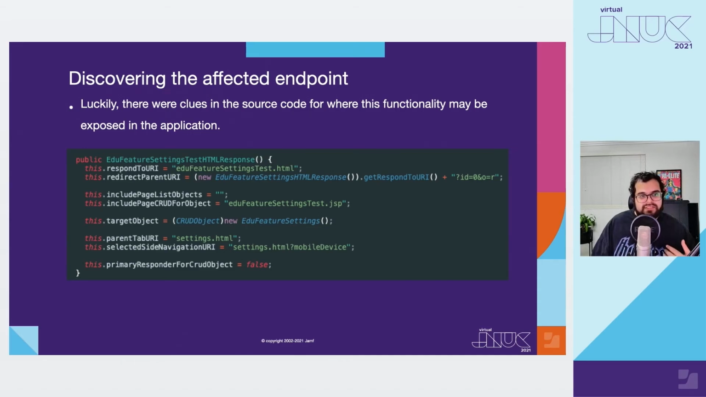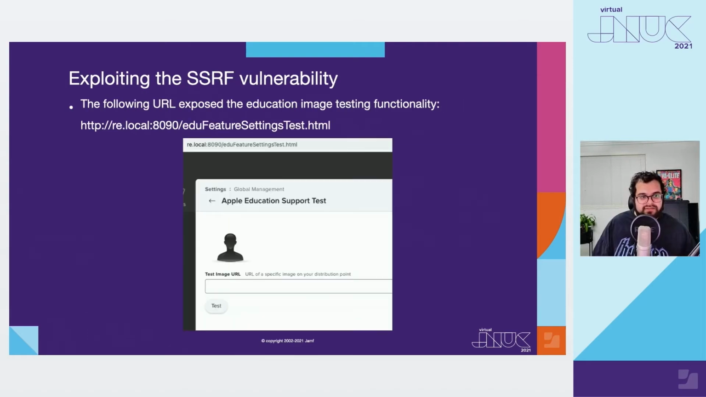Luckily, there were clues in the source code for where this functionality was located, because one of the tricky things is understanding where you can actually find this source code within the web application. Within some of the source code, I found this snippet of code, which said essentially edu features settings test.html. By understanding that this was the endpoint, I was able to recreate it in my browser. So it looks something like this.